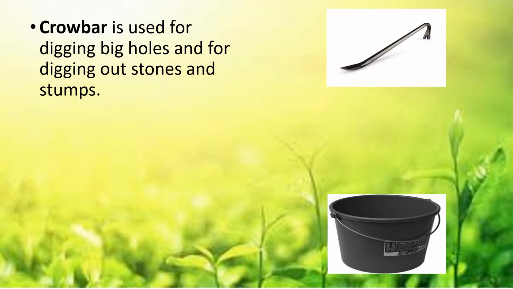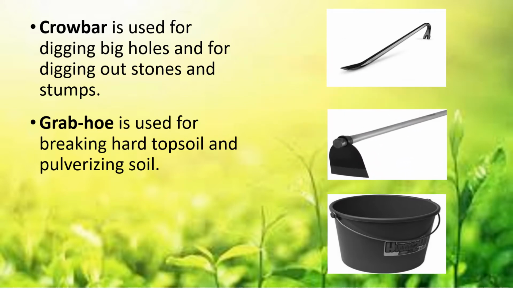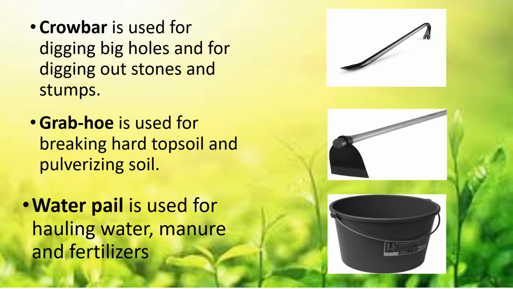So, next one is the crowbar. It is used for digging big holes and for digging out stones and stumps. Yun yung ginagamit natin pambunot ng pako, pero dito sa propagating plants, pinanghuhukay natin siya sa mga bato. Grub hoe is used for breaking hard topsoil and pulverizing soil. O tinatawag nating patik. Malaki lang siya, may sharp edge lang siya.